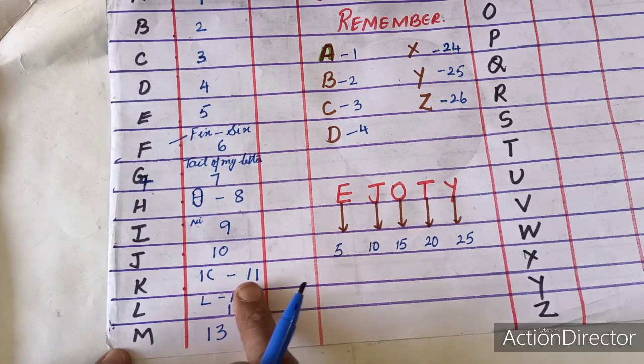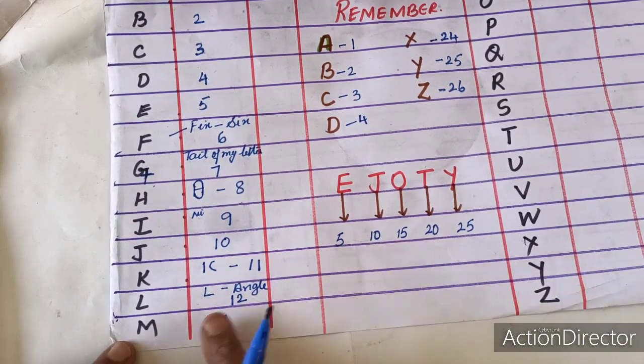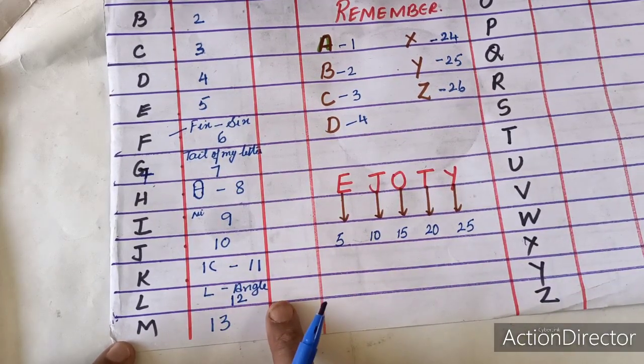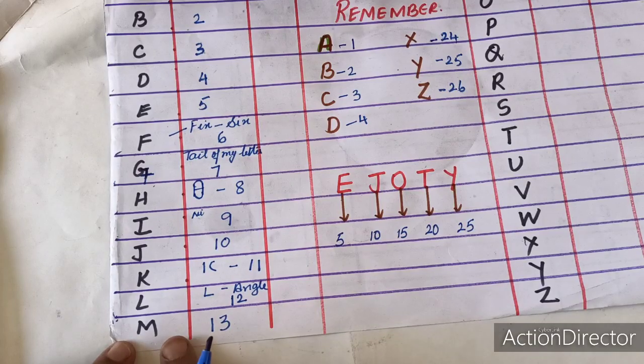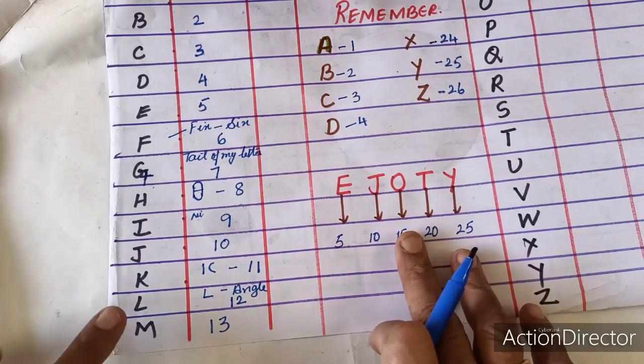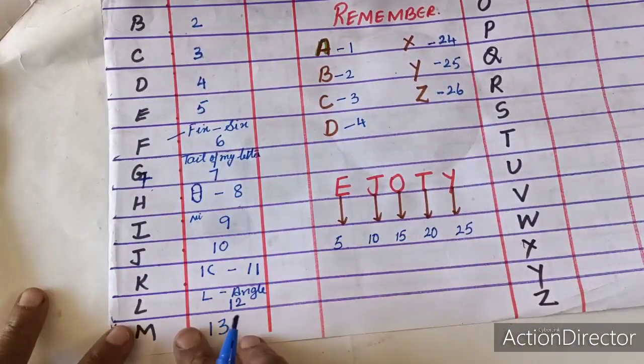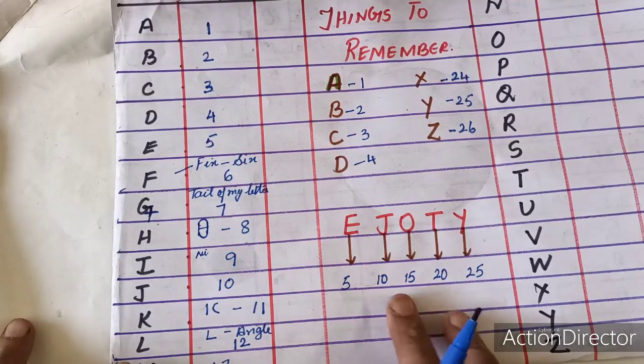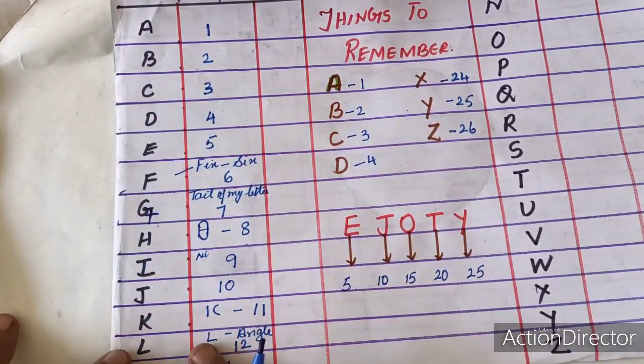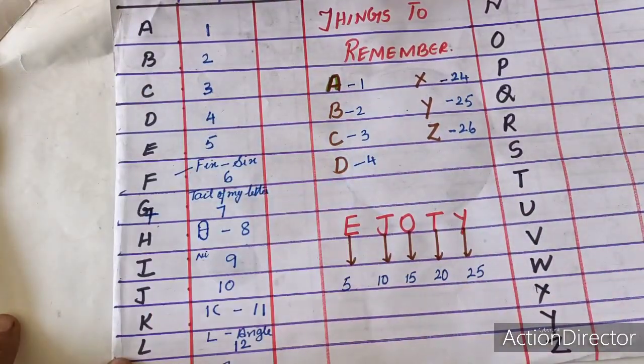K, if you write it like this, it is 11. And L is the angle of the clock, so you can remember 12. And M is exactly half of the alphabet, 13. And also one more way: if you tilt it, it looks like 3, and so it is 13. Hope you understood the first half of the letters. Now you can say it yourself and see whether you are able to remember all the numbers for these alphabets.